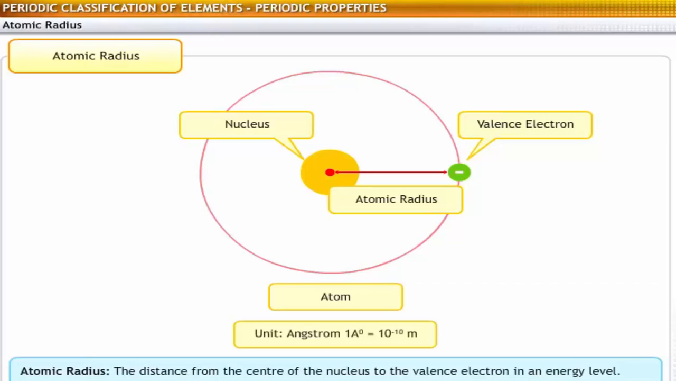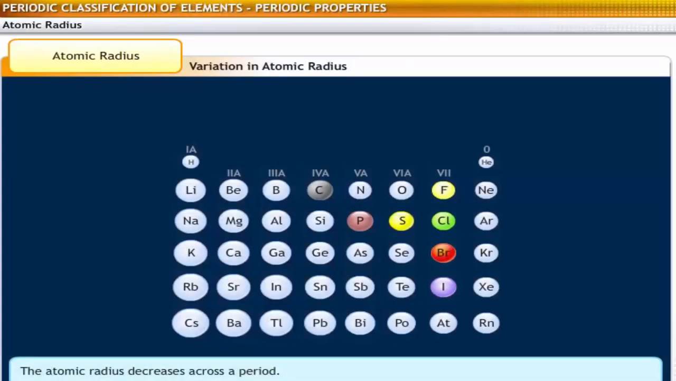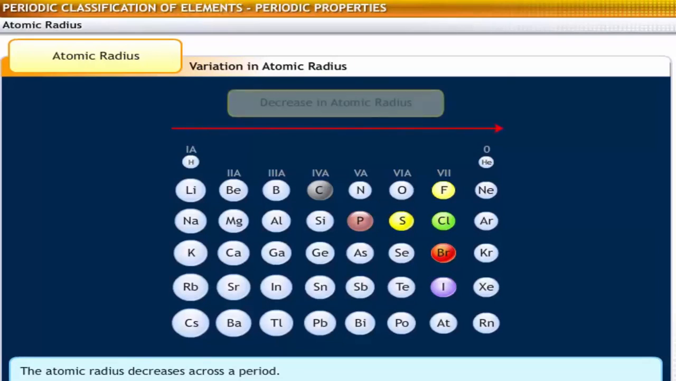Atomic radius is expressed in angstrom units. 1 angstrom equals 10 to the power minus 10 meters. Let us now analyze the variation in atomic radius. Atomic radius decreases across a period.